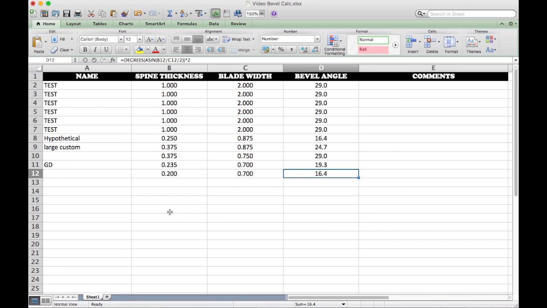Okay. So, a guy sends me a razor the other day. It was a Brian Brown.